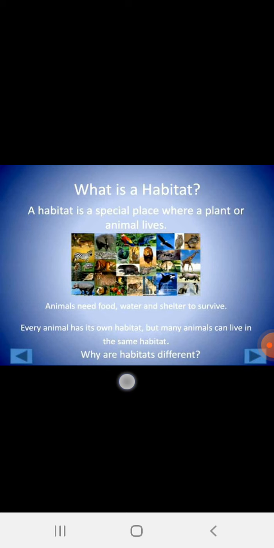As you all know, animals need food, water, and shelter to survive. Every animal has its own habitat, and different animals have different adaptive features. For example, take the camel, which is well adapted to live in the desert, where there is scarcity of water and the weather is very hot. A camel is able to live without food and water for many days. Today we will discuss the adaptive features of the camel and desert plants, for example, cacti.